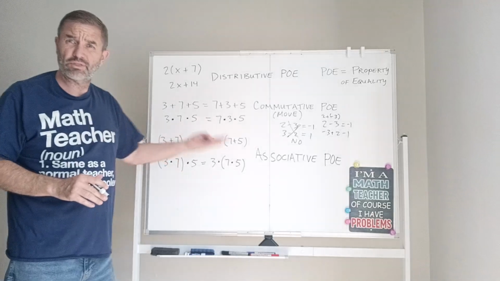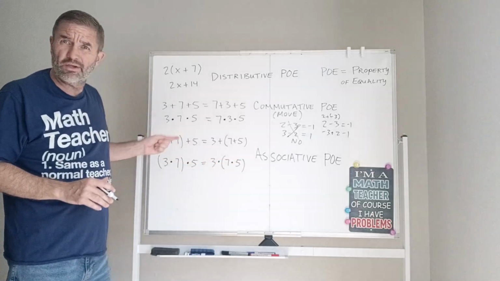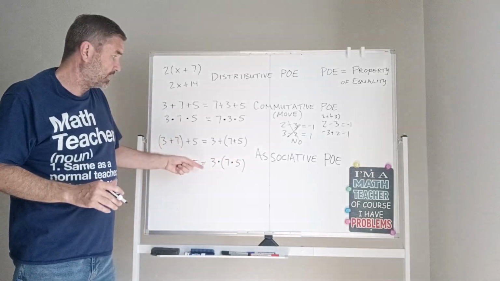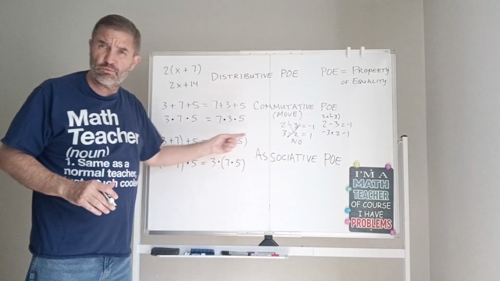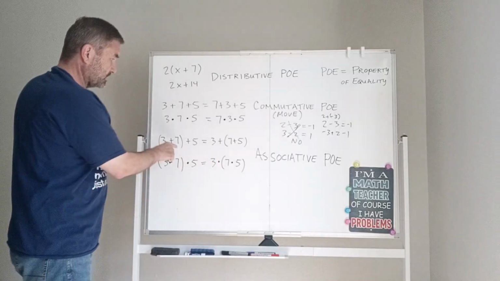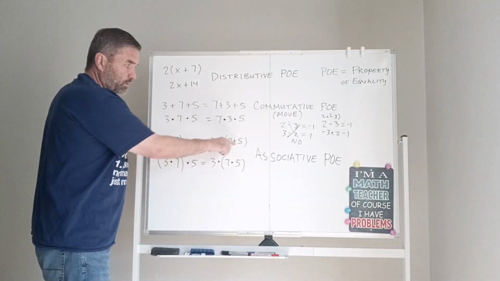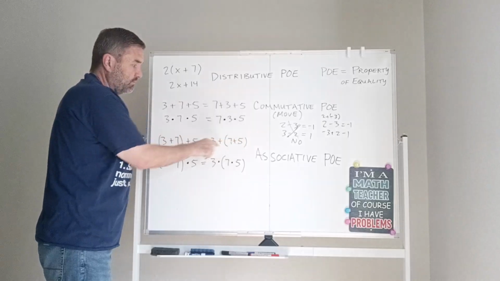Then there's the associative property, same way. You can do the associative property with addition and multiplication. Okay? Or with negatives, you just have to move the negative with the number. So 3 plus 7 is 10, plus 5, there's your 15. Or we can do 7 plus 5 first, 12 plus 3 is 15.